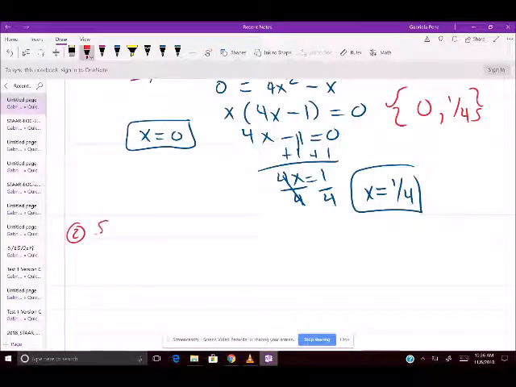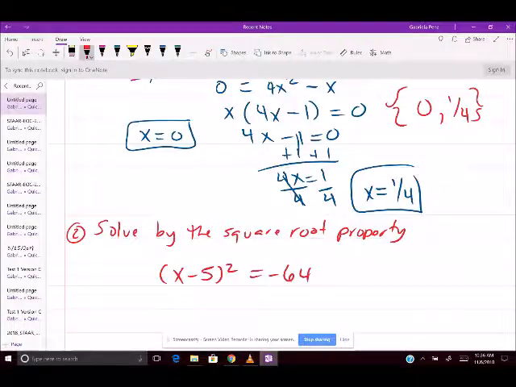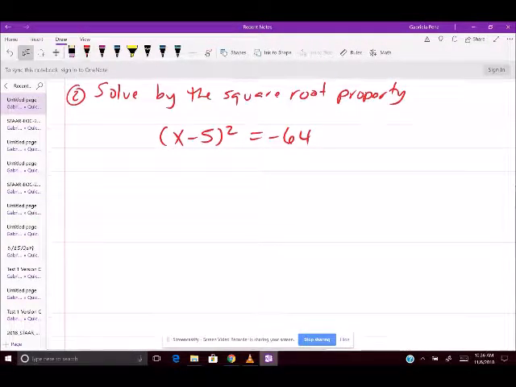Number 2, solve by the square root property. So if I have a problem that looks like this, x minus 5 squared equals a negative 64, it tells you to use the square root property. So obviously, what do I need to do? Take the square root of both sides.